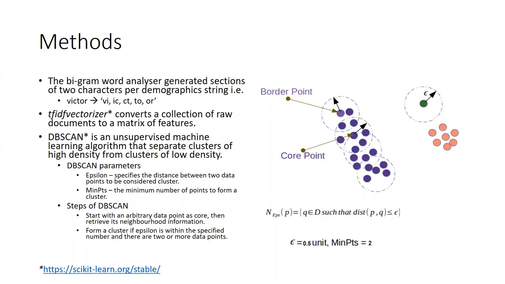So in our case, we used an epsilon of 0.5, and then if two or more data points fall between 0.5 and below, then they would be assigned a cluster ID. So this model starts from an arbitrary point, then retrieves the neighborhood information, and then forms a cluster if the epsilon is within the specified number, and there are two or more data points.